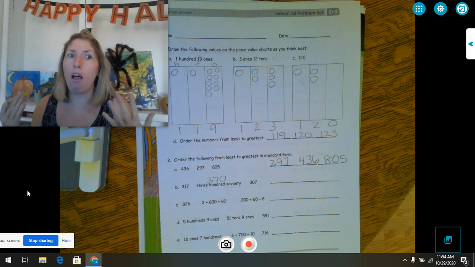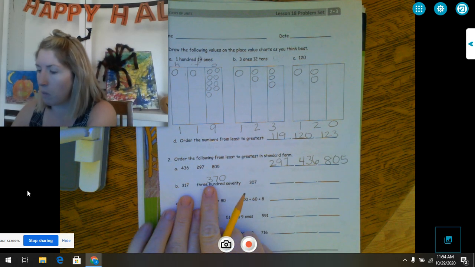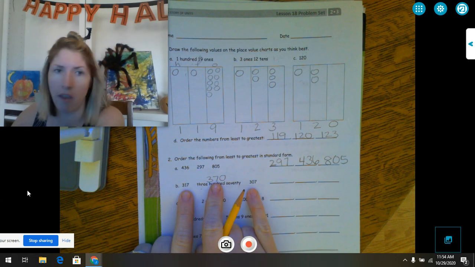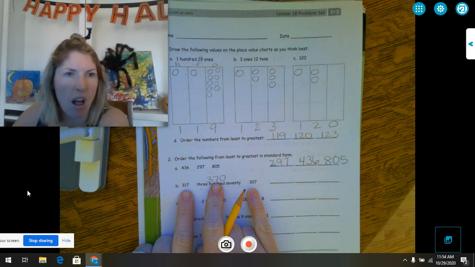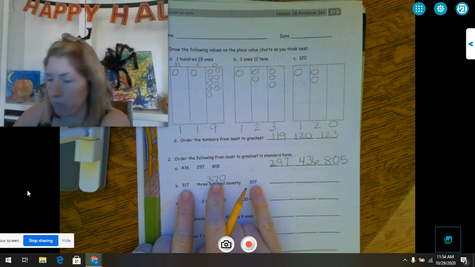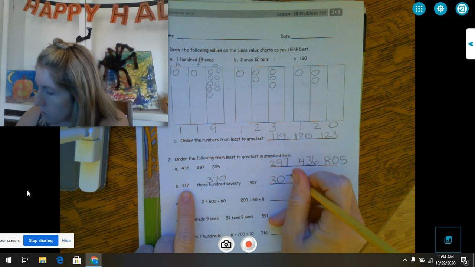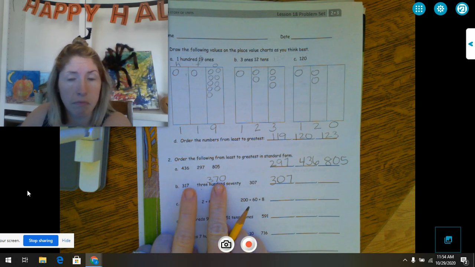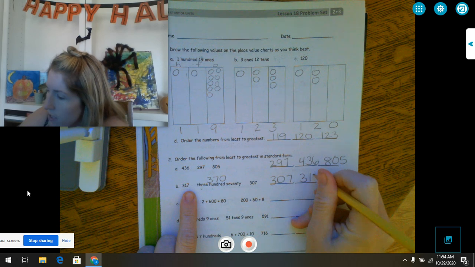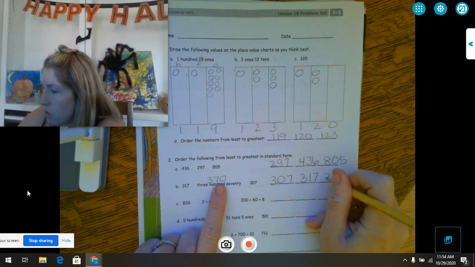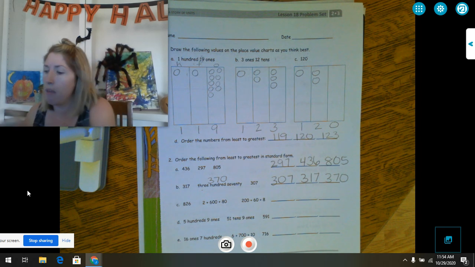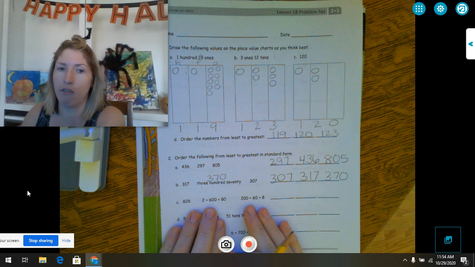Those three numbers all have a 3 in the hundreds place. So that doesn't help us. We're going to have to go next door to the tens place. We have a 1 and a 7 and a 0 in the tens place. Which of those three numbers is the smallest? A 0. So 307 is our smallest number. Now we have these two left. A 1 in the tens place and a 7 in the tens place. Which one is smaller? The 1 in the tens place, so 317. And that leaves only this one left, 370.